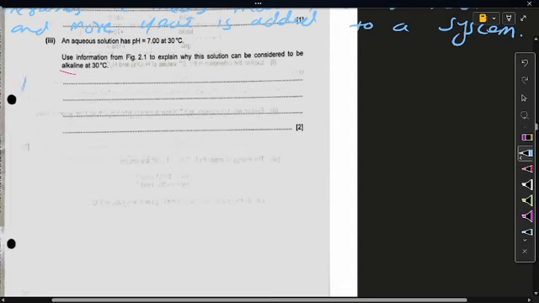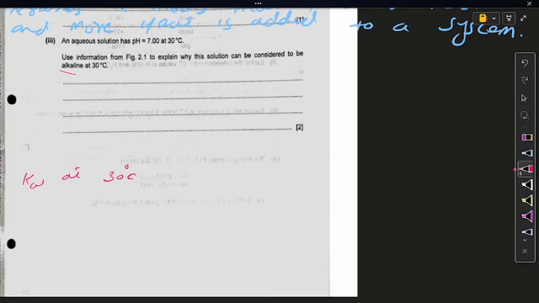So Kw at 30 degrees is equal to 1.50 times 10 raised to the power minus 14. You need to find the concentration of H positive ion along with OH negative ion. So you can find the concentration of H positive ion, that is already given to me.